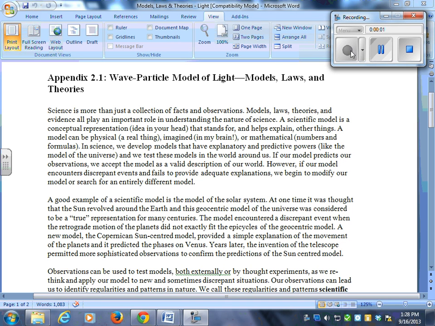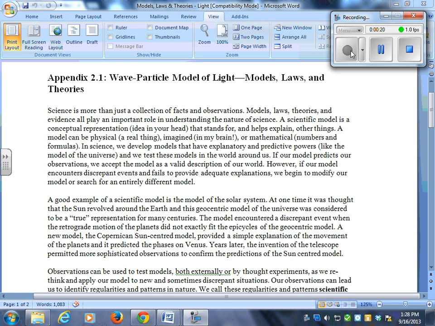We can get through 2 handouts. So models, laws, and theories. Now I have to warn you, I normally do the second sheet first. Today I won't be. The second sheet, the reading level is a little bit easier. This one's a little more challenging. I'm going to read this one with you.